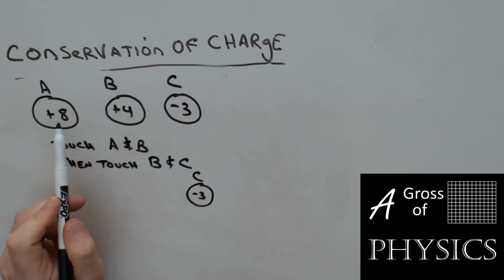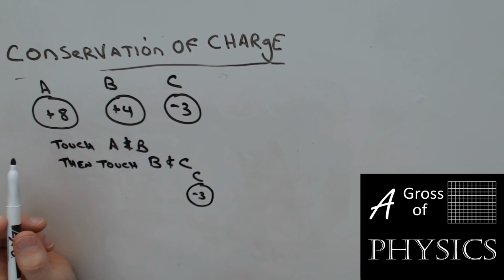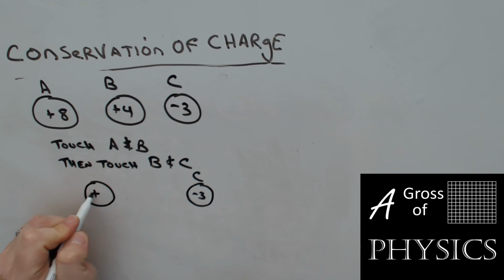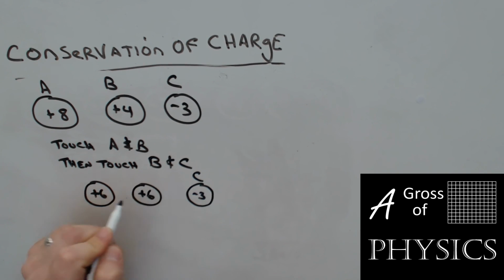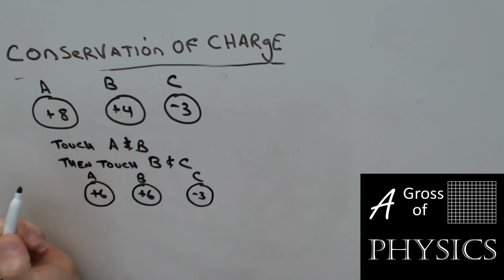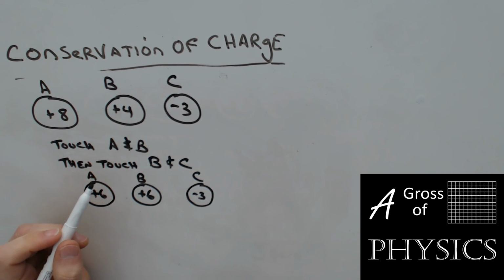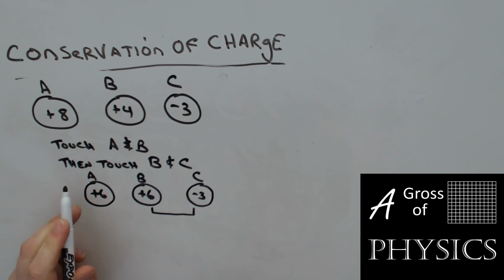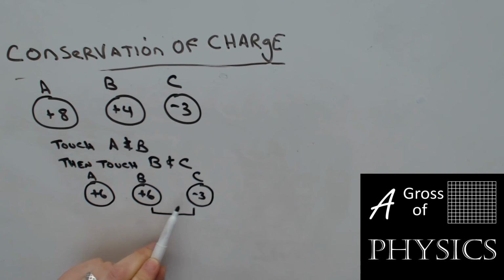first part. But if I look at just A and B, the total between them is plus 12. Plus 12 will be distributed between these two as plus 6 and plus 6. So now A has a plus 6, B has a plus 6, and C has a -3. Now what I'm going to do is touch B and C together. Now B is plus 6, and C is -3, so the total is positive 3. So A is not involved with this final touching, so it's plus 6 still.